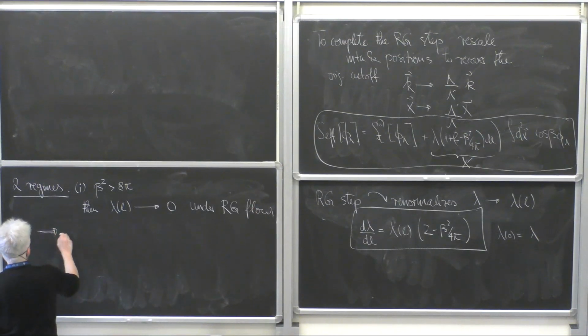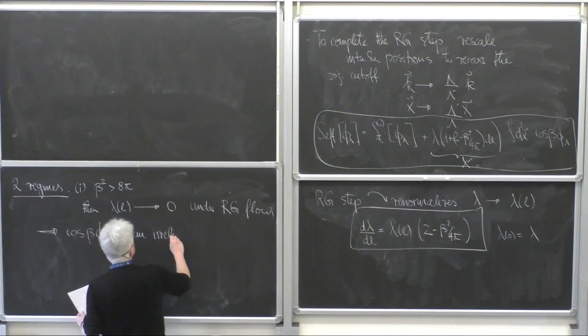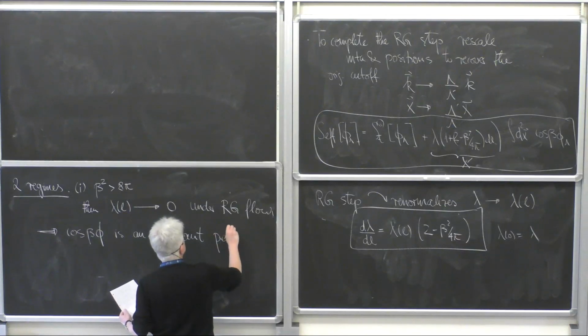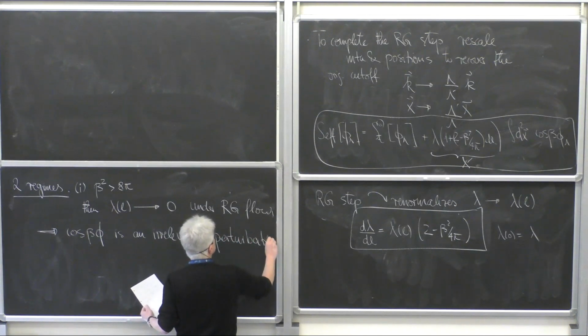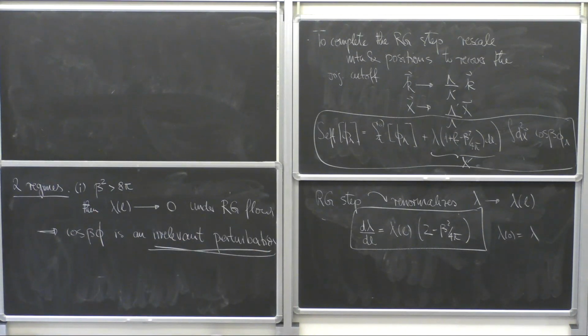So this tells us that cosine beta phi is an irrelevant perturbation. If I add such a perturbation, cosine beta phi, to this free boson theory, but beta squared is larger than 8 pi, the low energy physics is actually not affected by this perturbation. Because I integrate out these high energy degrees of freedom, the running coupling constant becomes smaller and smaller. And at very low energies, large distances, you can forget about this altogether.